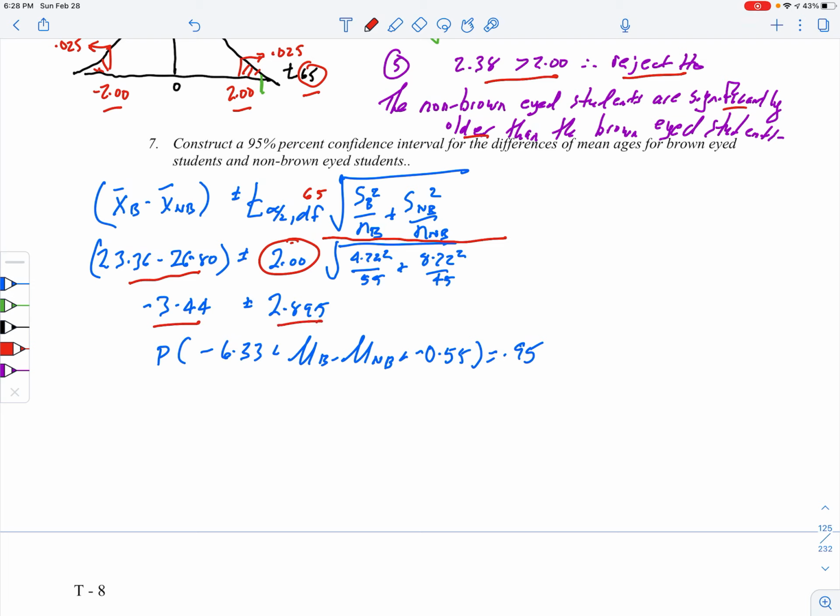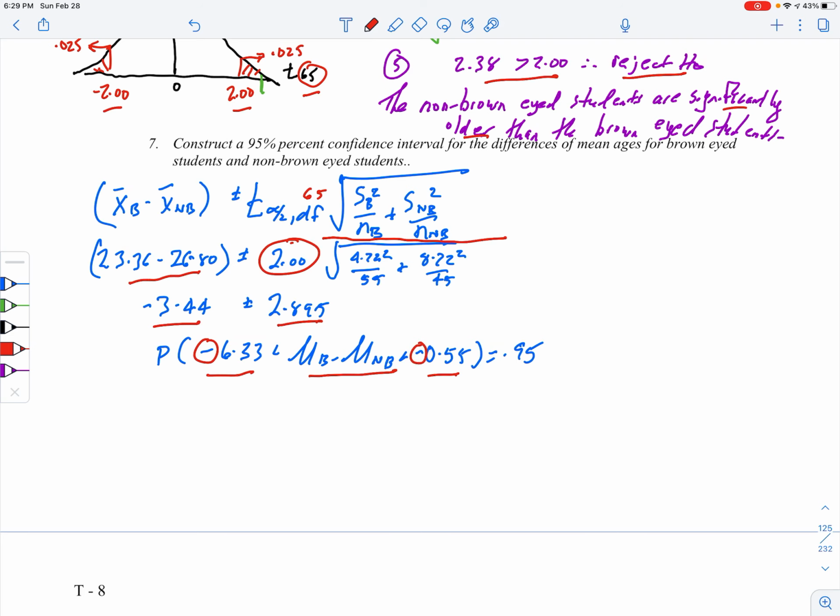margin of error of 2.895, and that gives us that the difference between the brown-eyed and the non-brown-eyed students is anywhere from 6.33 years older to about a half year. Sorry, younger. That's a negative value. So brown-eyed students are 6.33 years younger on average, up to minus about half a year, minus 0.55 years younger. So both of these signs are negative.